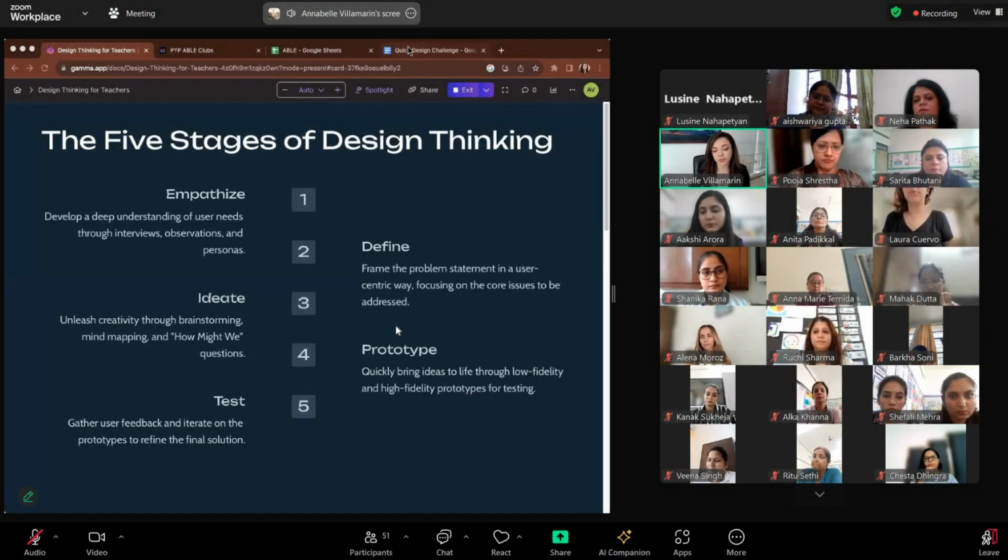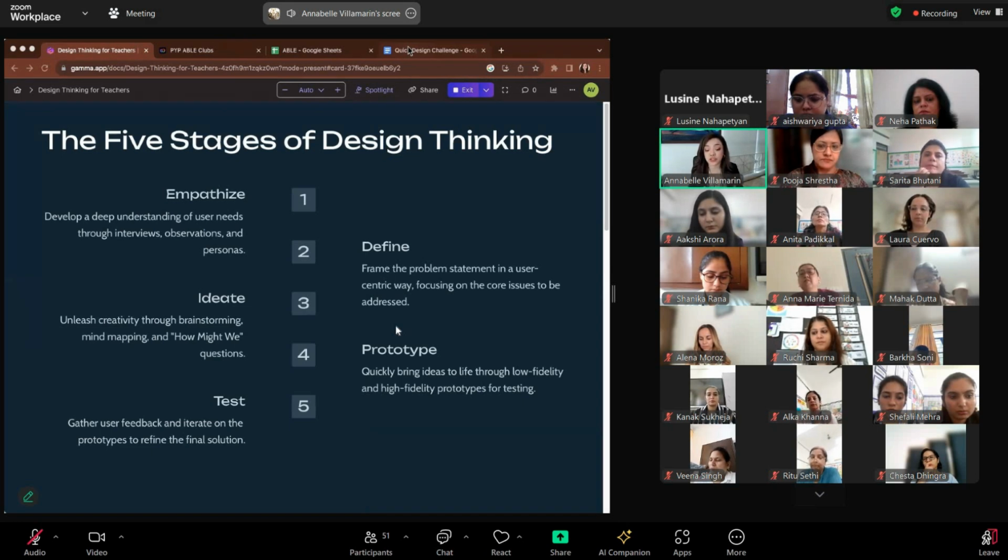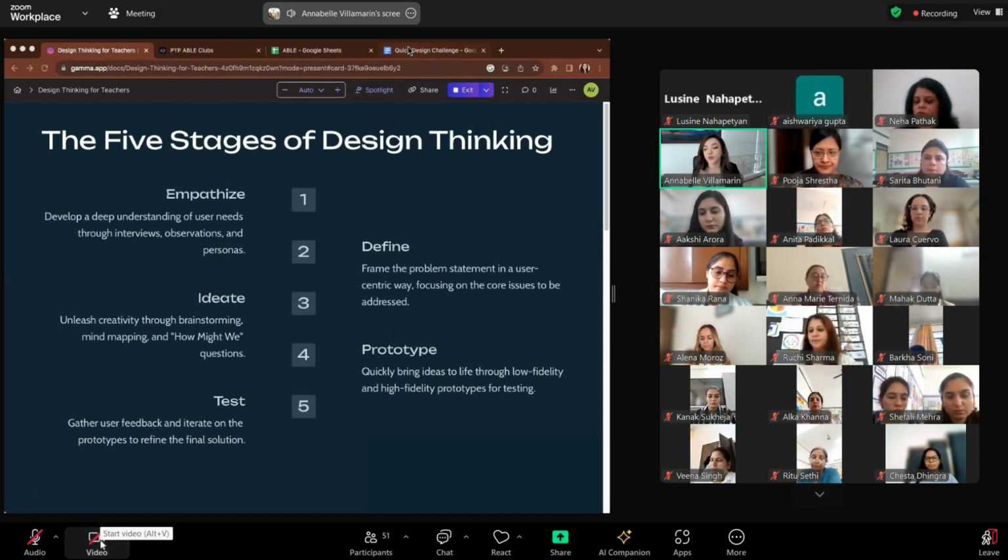Is ideate, fourth is prototyping, and the last is test. Once again, it's not linear. You don't go from one and then you go to two, you go to three, you don't go like that. Sometimes when you're in the testing, the definition is not very clear. So let's go back to number 2. Sometimes when you are testing, the prototype has to be done again. So once you do your prototype, you do your testing again.